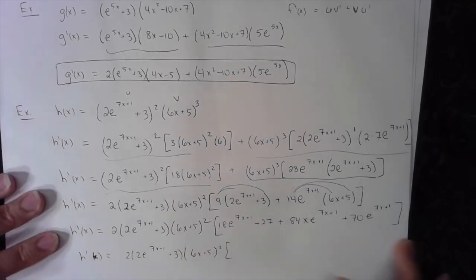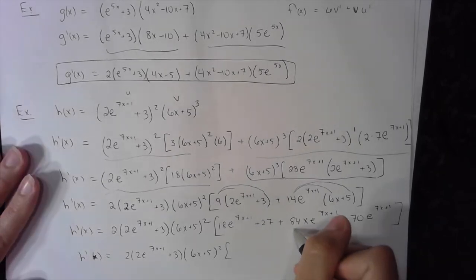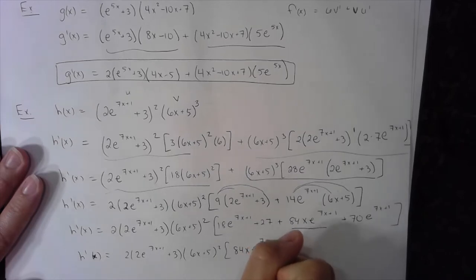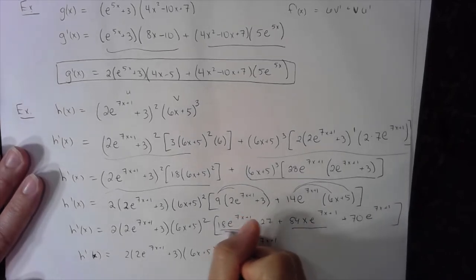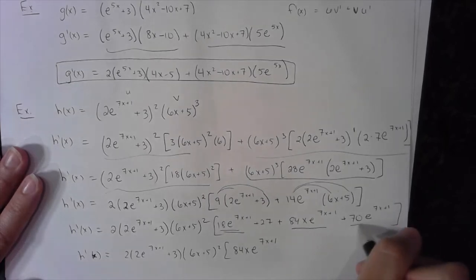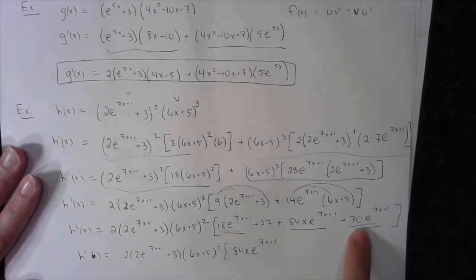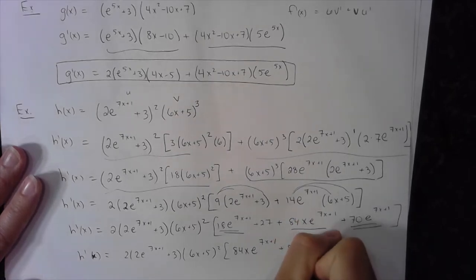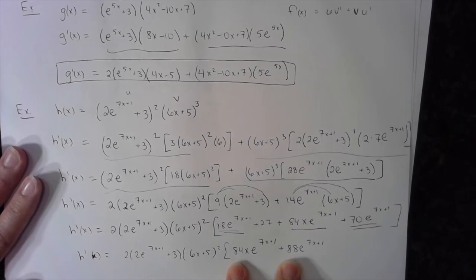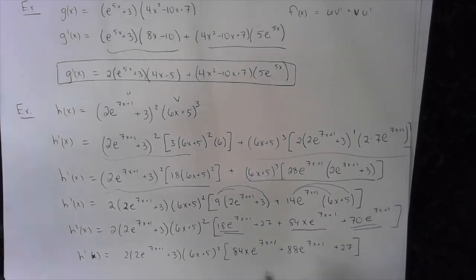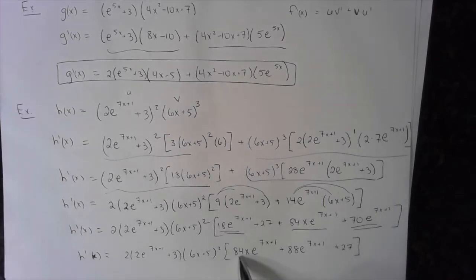Not changing here. I'm going to start with this guy, because it's a term that has an x in it, and no other term has an x in it, do they? So he's by himself. 84x e to the 7x plus 1. But this 18e to the 7x plus 1 plus 70e to the 7x plus 1, they're like terms, right? I have 18 of them and I'm adding 70 of them. So I'm going to get 88 of them. Notice that these are not like terms. This one has an x and this one does not. All that's left is that 27. And then we see if these have anything in common, which it does not look like they do.